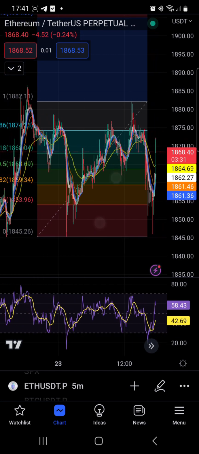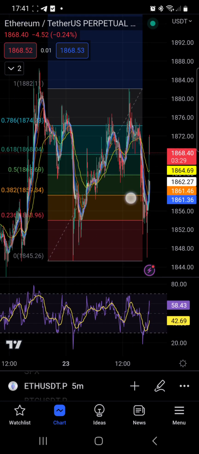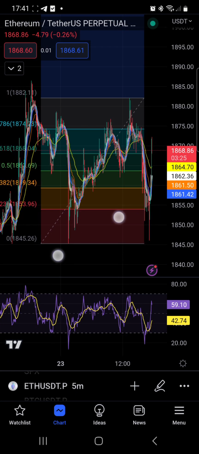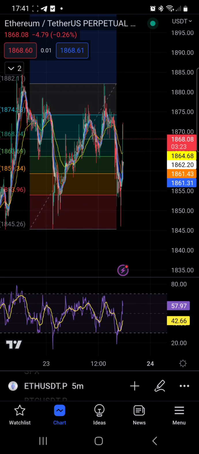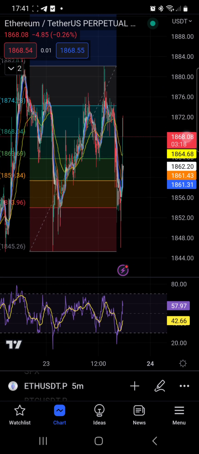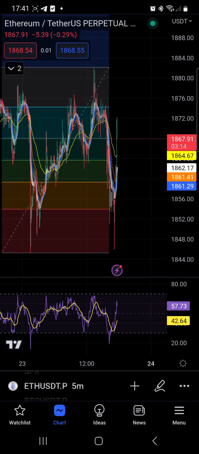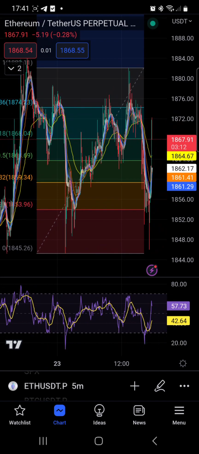So yeah, it is a good indicator, and you can use this in trading for analyzing, and I use it quite frequently just to see what is happening in Fibonacci. If there are any significant lines, then you can make your trading decision according to that.